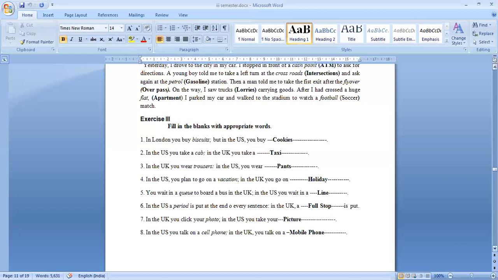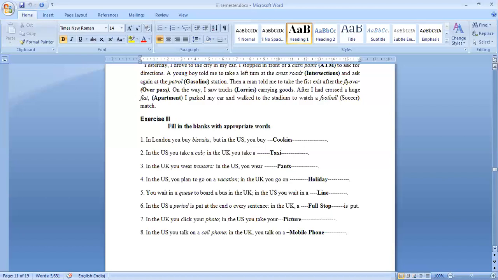In the US, in America, you can plan to go on a vacation. So after completing a task, after completing studies, or in your free time, you can go on a vacation. Going to a new place on a holiday, at our rest time, is called a vacation in America. Americans call it vacation.